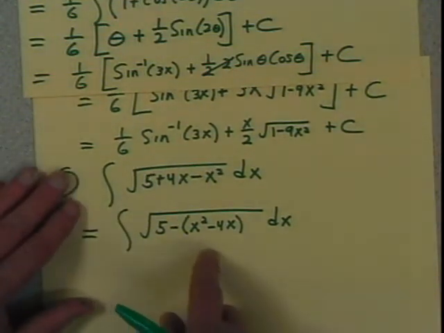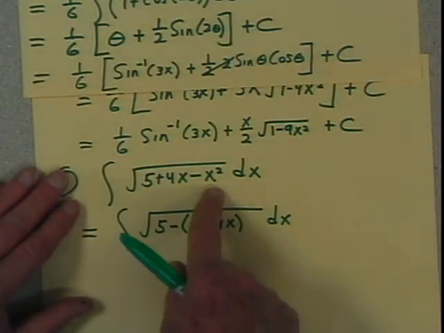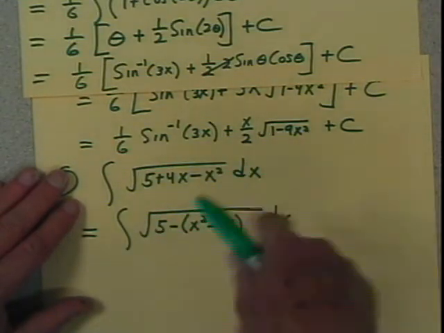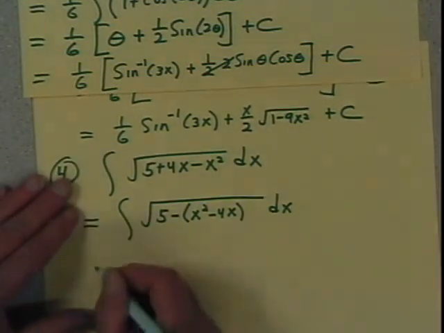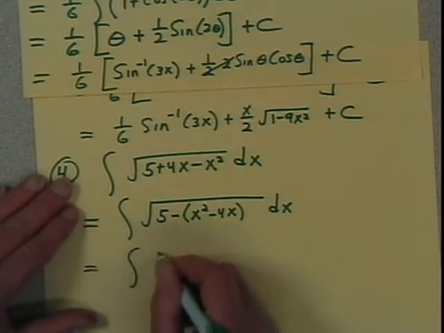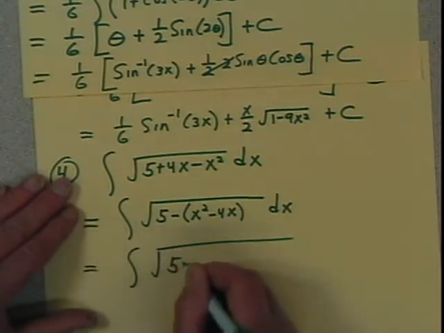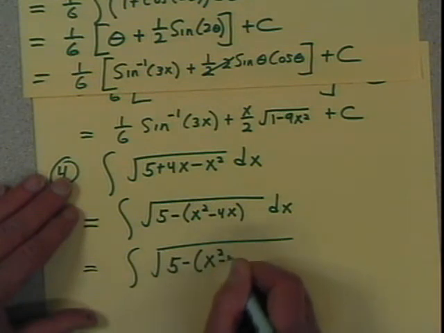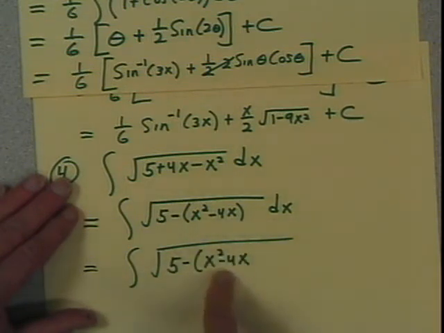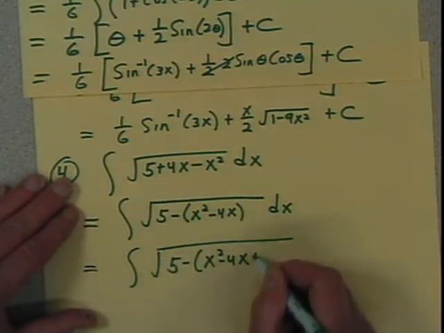Why did I do that? Well, to complete the square, I like the square term to be positive because it's easier for me. That's why I did it. It's easier for me to complete the square if the x squared is positive. Okay, to make a perfect square out of this part in the parenthesis, what would I have to add?